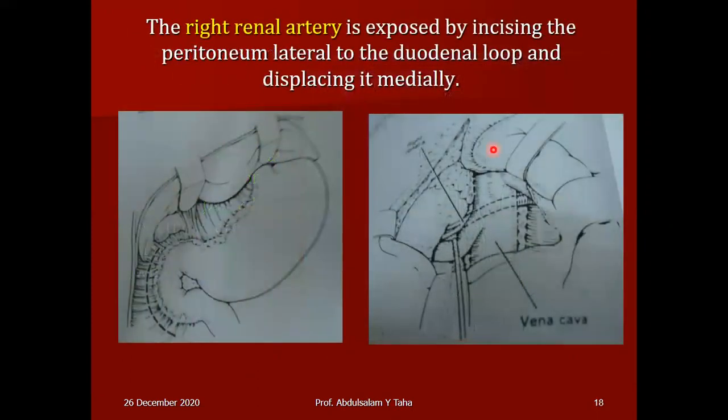Well, what about the right renal artery? The right renal artery is exposed by incising the peritoneum lateral to the duodenal loop and by displacing the duodenum medially, the so-called Kocherization. So if you look at this picture here, you can see the left renal artery arising from the aorta. Okay.